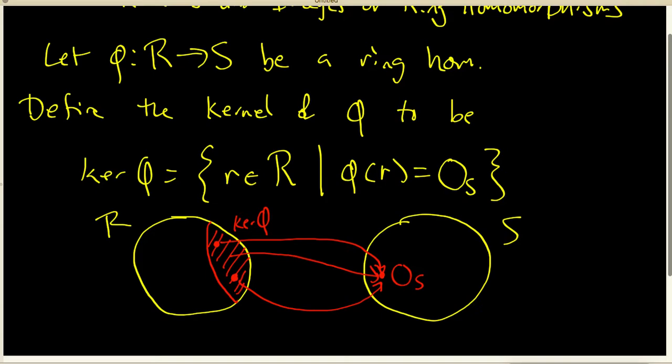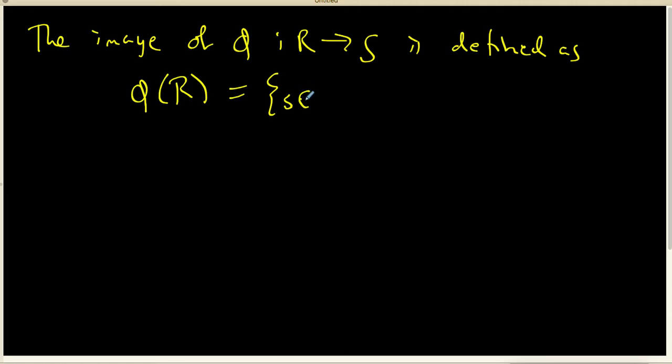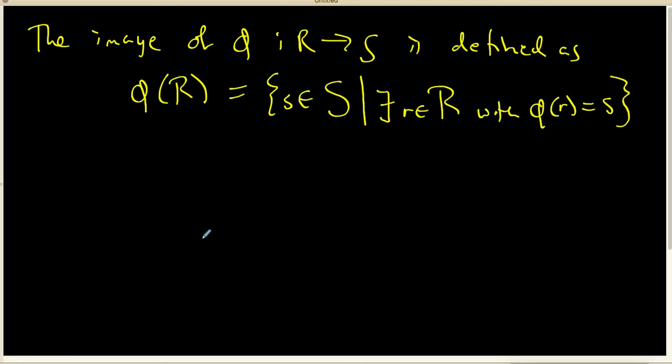Well, what I now want to do is define the image of a ring homomorphism. So the image of phi taking R into S is defined as, it's usually written phi of the domain ring R, equal to the set of everything in the target ring S such that there exists an r inside capital R with phi of r equal to little s.